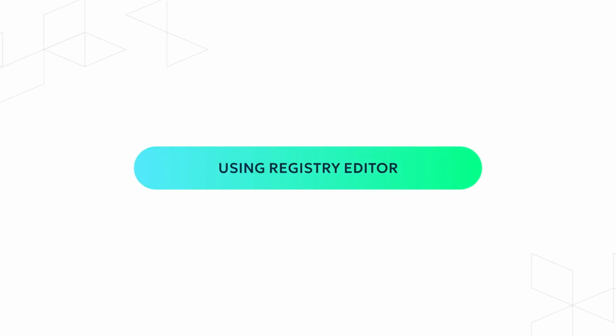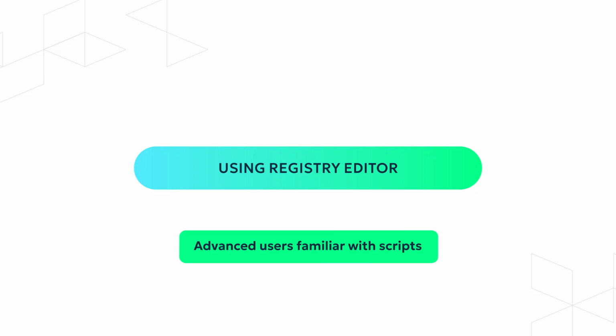Using Registry Editor. If you're on a Home edition, the Registry Editor lets you enable or disable this feature by editing or adding a registry key. This method is best suited for advanced users familiar with scripts, as making mistakes in the registry can impact your entire system.